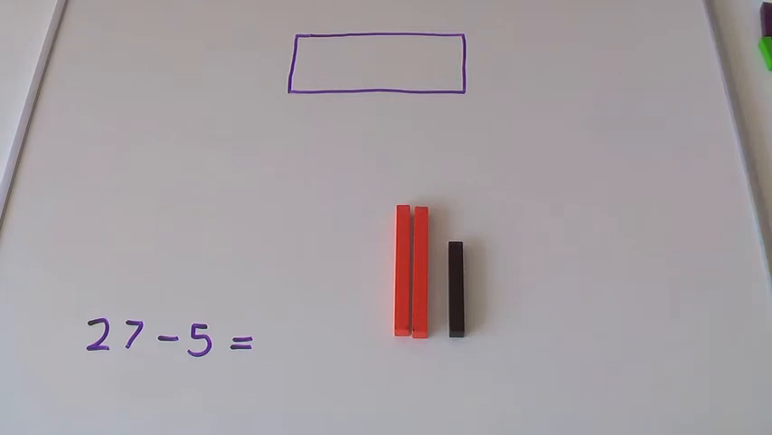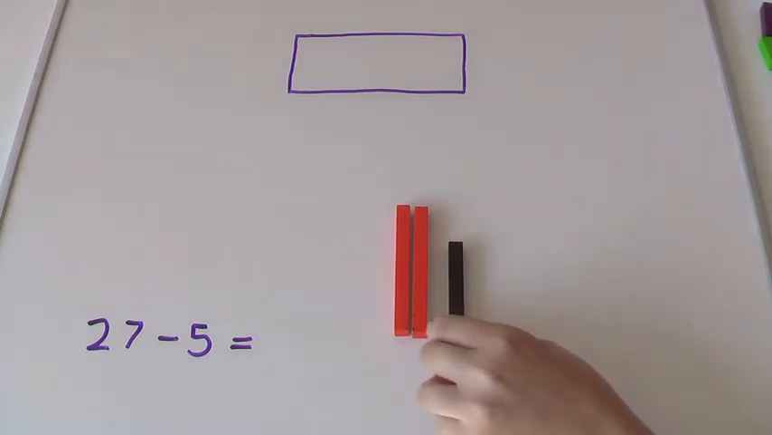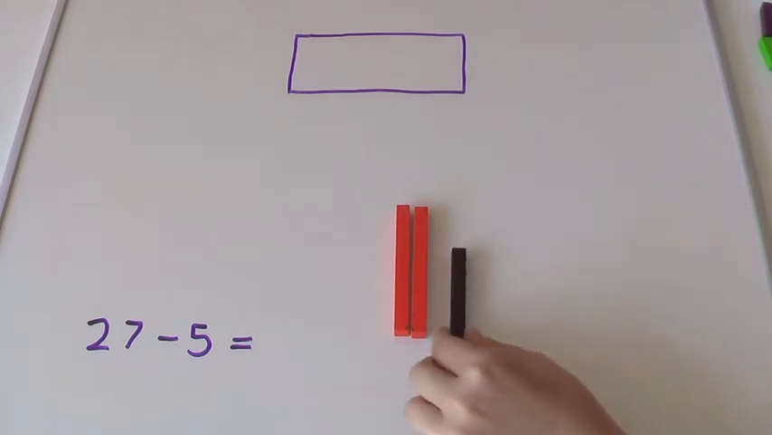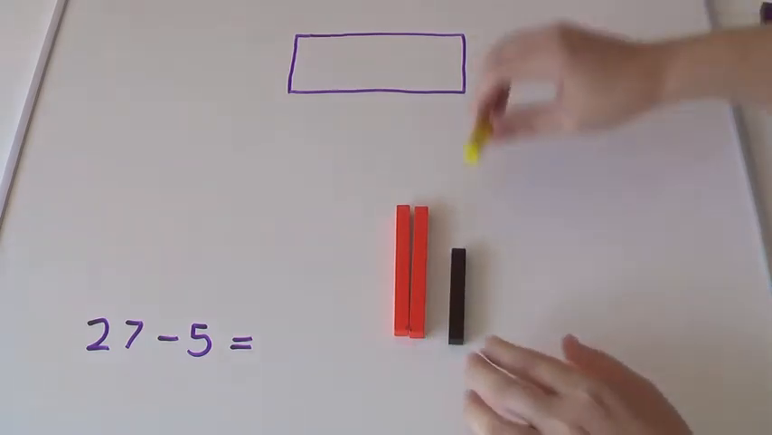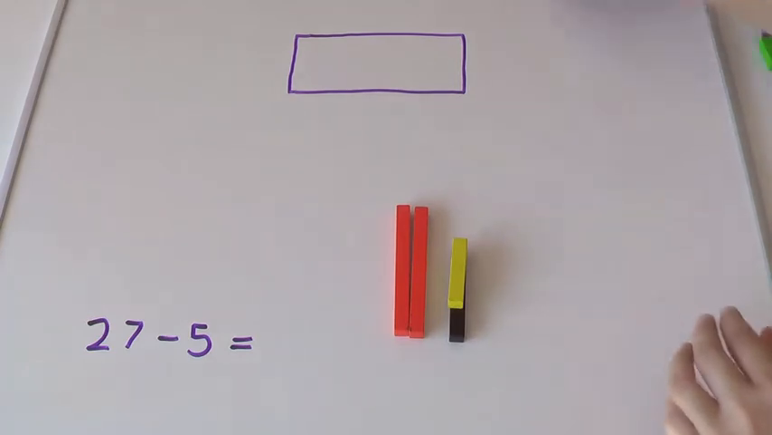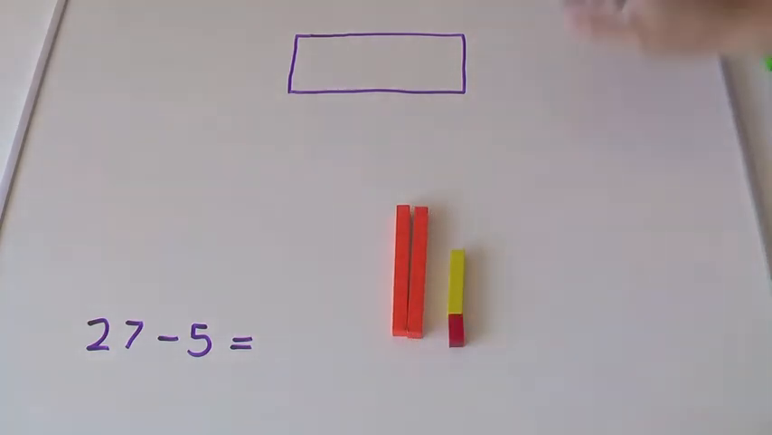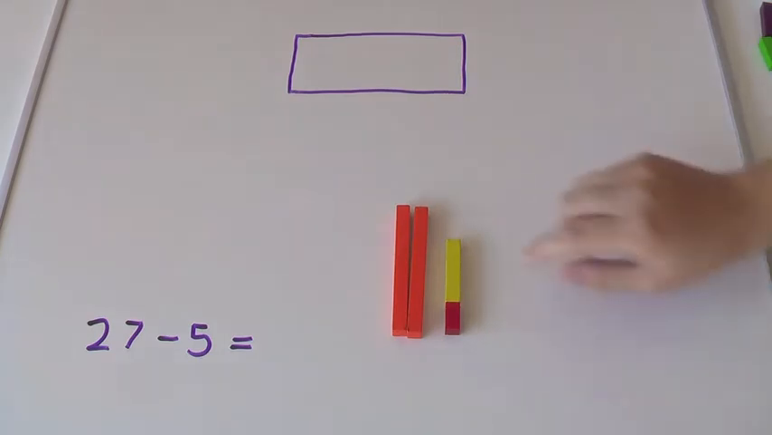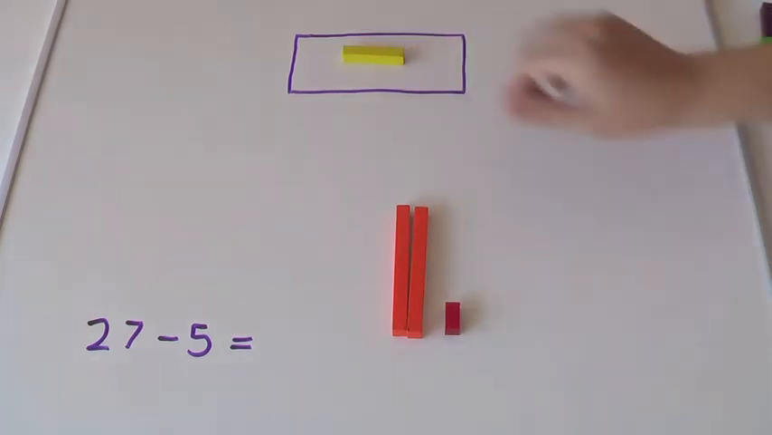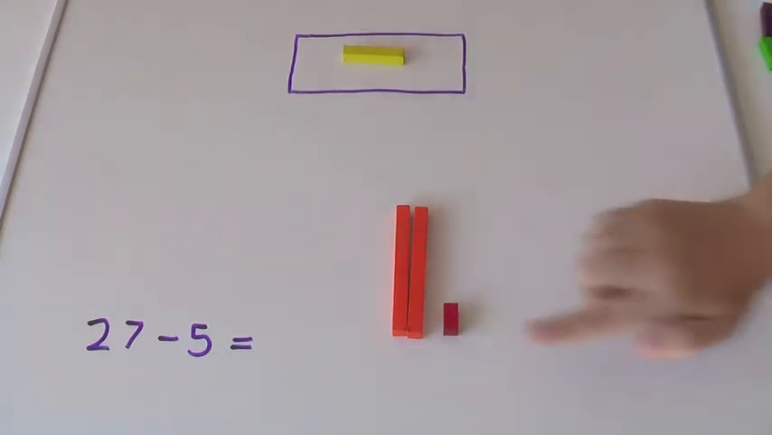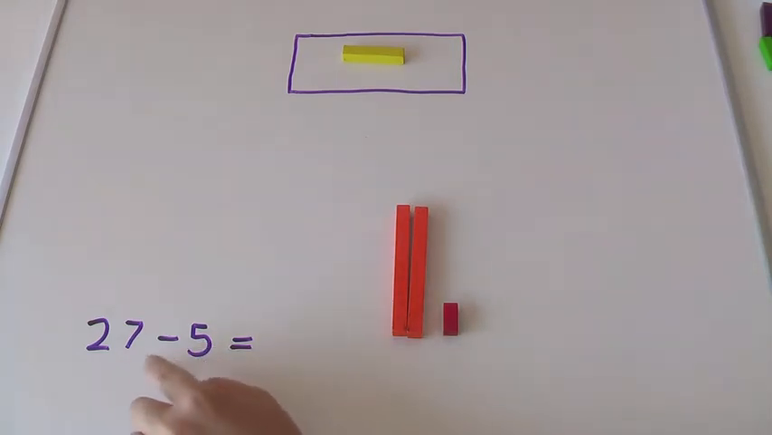So, first one, 27 minus 5. This is the first place we're going to start because you can just subtract 5 from the 7 here. So we can trade the 7 for a 5 and a 2. Okay, so we still have 27, and now we can take away 5, put it in my box, and I have 22 left over. So we're just subtracting from the ones place here. You're just basically doing 7 minus 5.